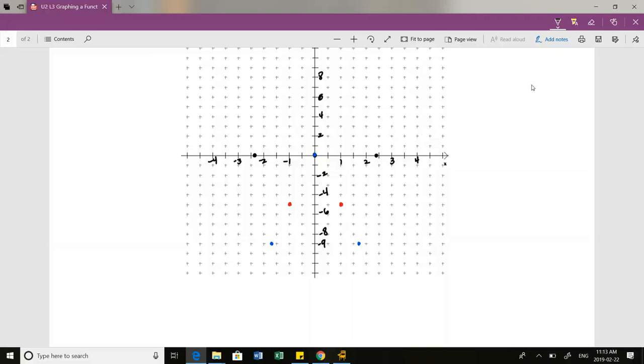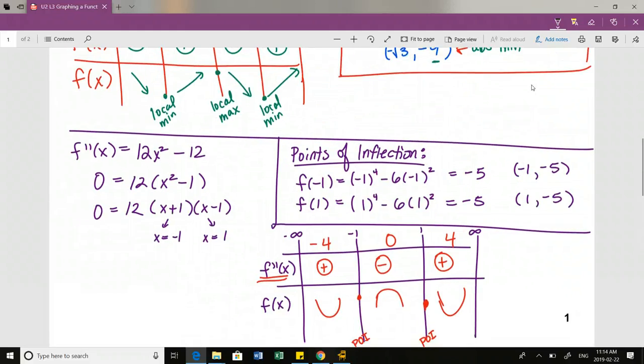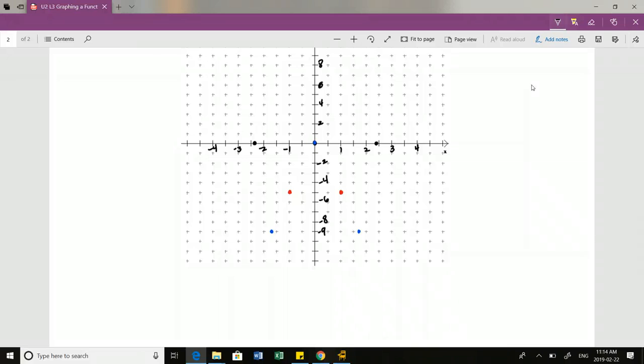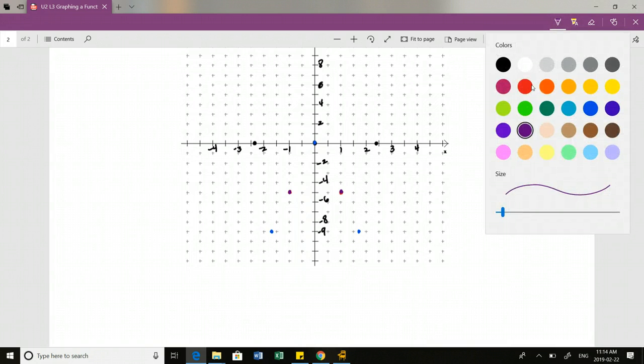The blue dots are the points of inflection. So I'm just going with the colors that I used up here. Blue dots are points of inflection, and I guess I should have done these guys in purple. Purple are points of inflection. Blue are local mins and maxes, turning points.